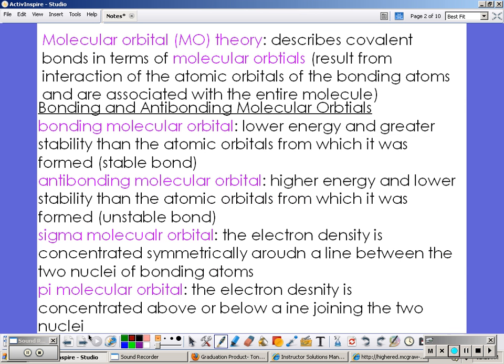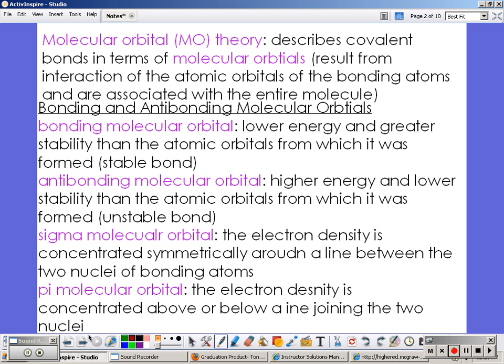So the molecular orbital, or MO theory, describes the covalent bonds in terms of molecular orbitals. Molecular orbitals result from the interaction of atomic orbitals of the bonding atoms and are associated with the entire molecule. Bonding and anti-bonding molecular orbitals: bonding orbitals are those at lower energy and greater stability than the atomic orbitals from which they were formed, so it's the stable bond. Anti-bonding orbitals have higher energy and therefore lower stability than the atomic orbitals from which they're formed. So that would give us an unstable bond.